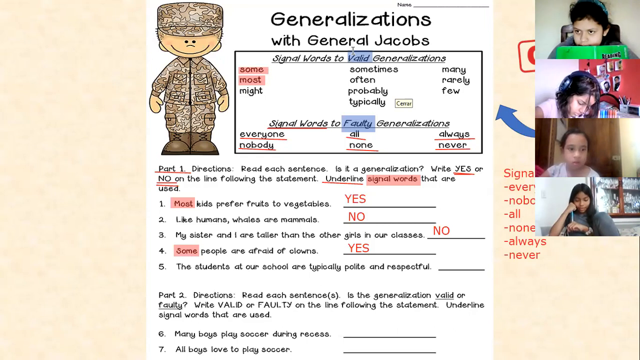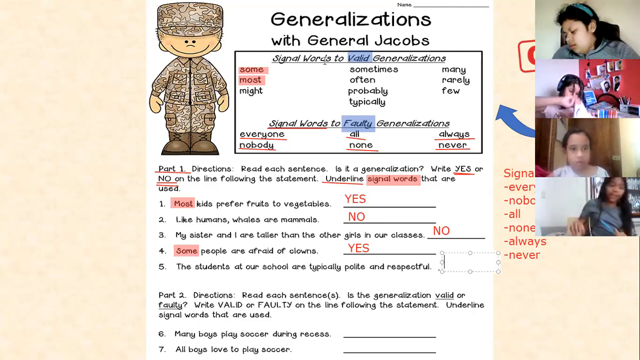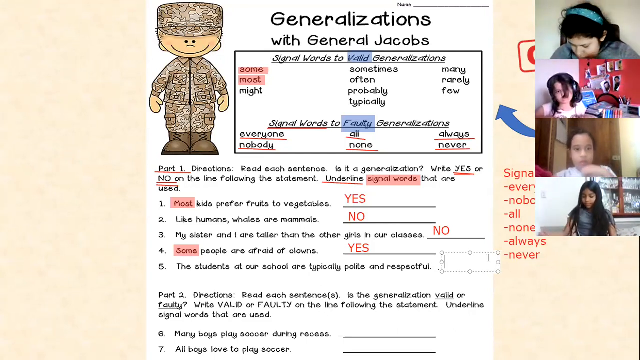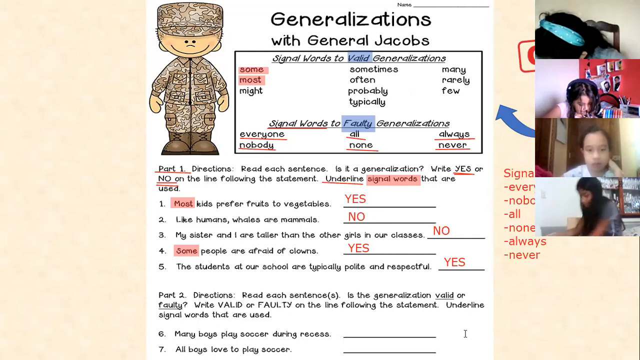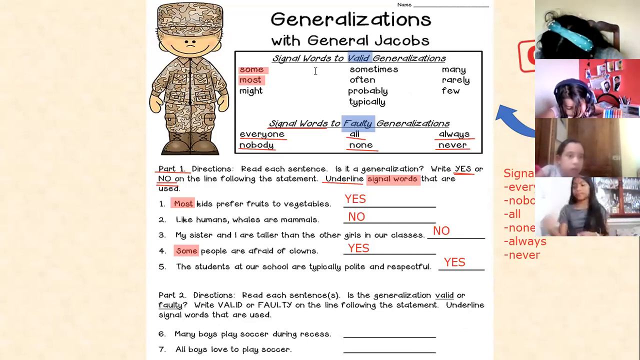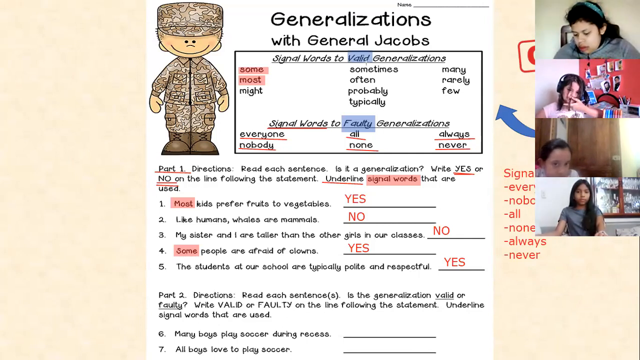The students of our school are typically polite and respectful. Is it a generalization? Yes or no? Yes. You know why? It has a signal word. Okay, what is the signal word in this sentence? You have the list there. You have the list.